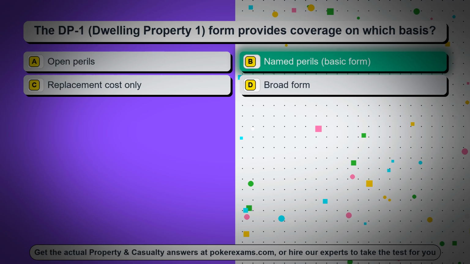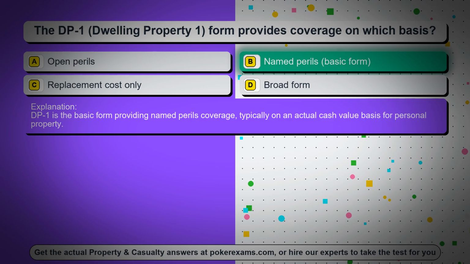Named perils, basic form. DP1 is the basic form providing named perils coverage, typically on an actual cash value basis for personal property.